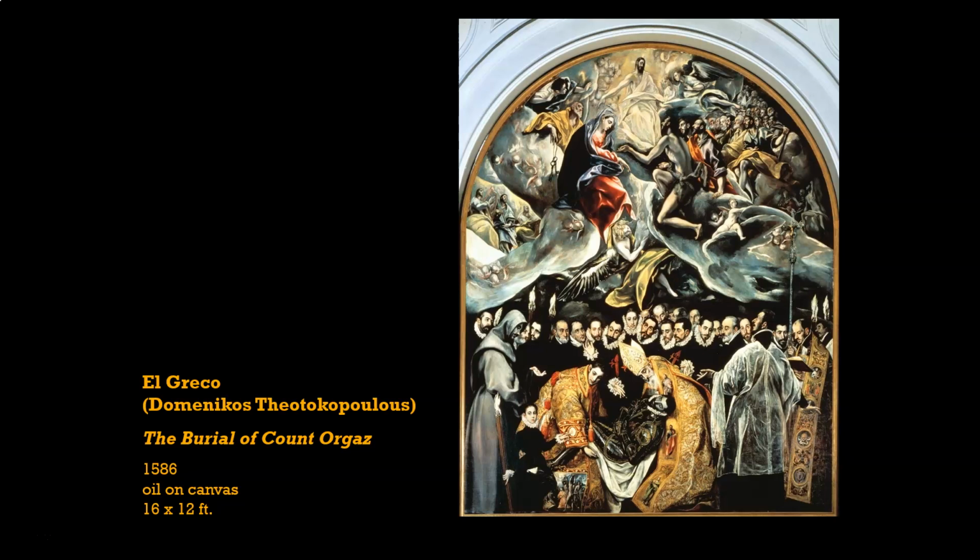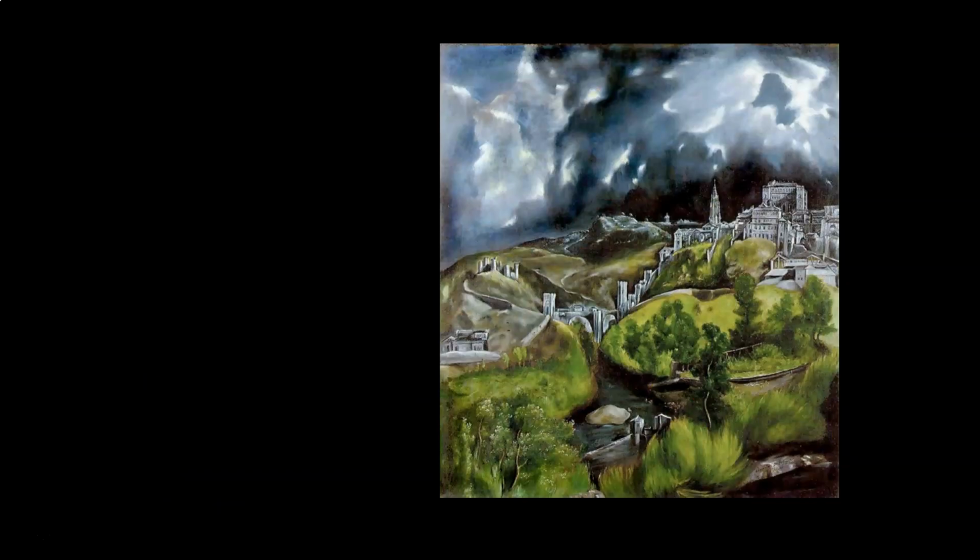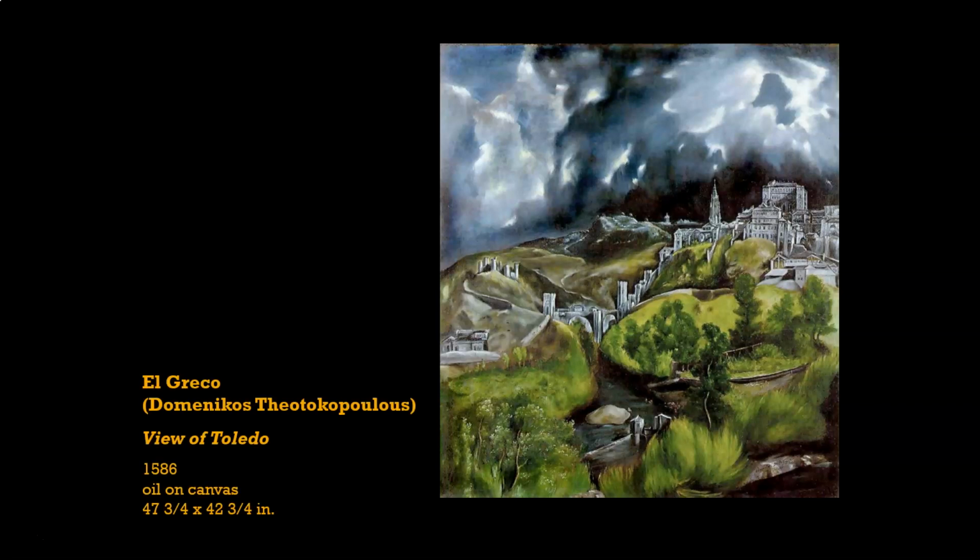But this is the Burial of Count Orgaz, and he's got the scene in heaven above, the scene of the burial below, lots of details. Pretty well known. This is probably his most famous piece, which is the View of Toledo. This is not Toledo, Ohio. This is Toledo, Spain. Okay, very famous work. Make sure you can identify the work and the artist for sure. Okay, anyone I've showed you, make sure you can identify the work and the artist.